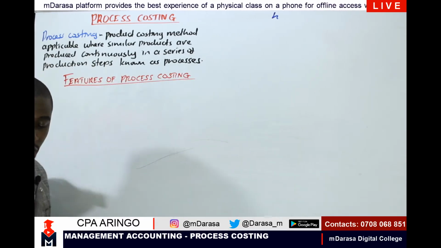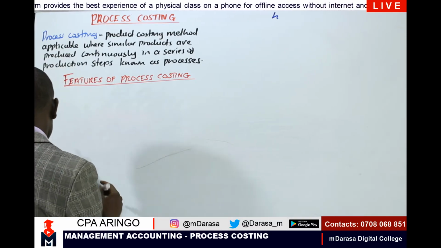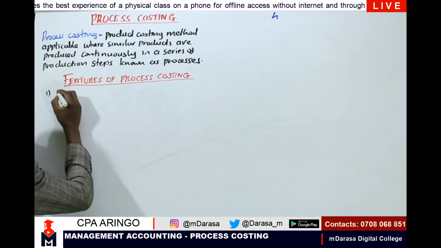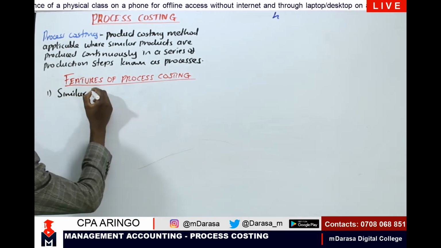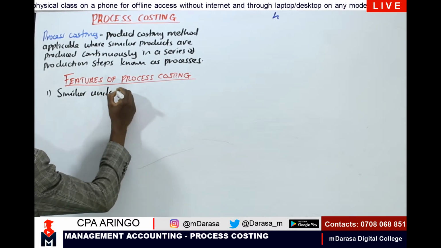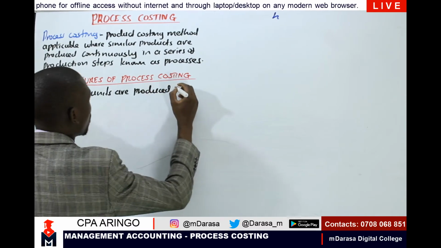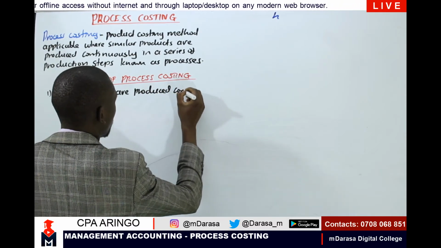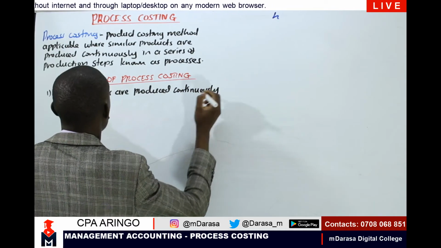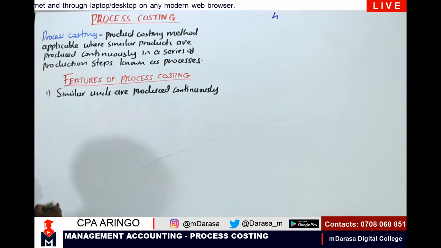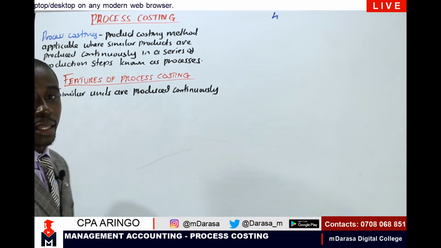Number one feature of process costing that you must always have in mind, just from the definition, we can say that similar units are produced continuously. That is our number one feature. Just from the definition, you can get that feature.